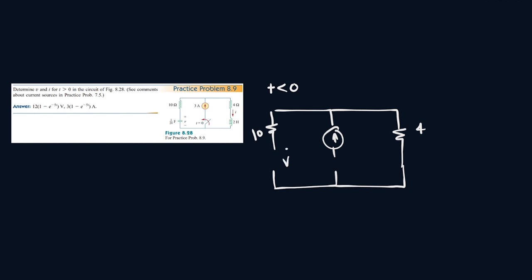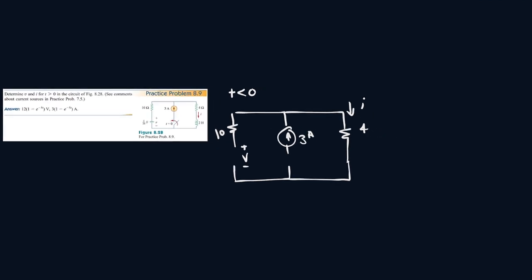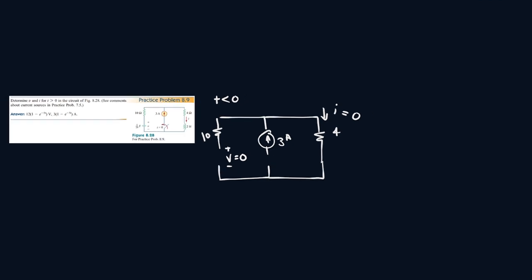We have a voltage at this region, and then we have a current passing through here, and this is 3 amps. So now since this is not a closed circuit, our I value here is going to be 0, and our voltage here is going to be 0 because there's no voltage source or proper current passing through here. And obviously the current here is 0, so that's another reason.